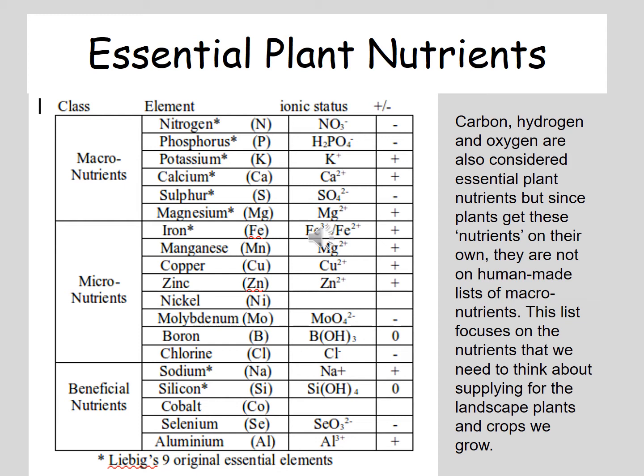Carbon, hydrogen, and oxygen are also plant nutrients, but the plants get those on their own from the air. And we don't think about those as much, or don't focus on that, because we don't have to give them to the plant in the form of fertilizer or healthy compost or soil. The plant is able to obtain the carbon and oxygen on its own from the atmosphere, and the hydrogen and oxygen from the soil water.